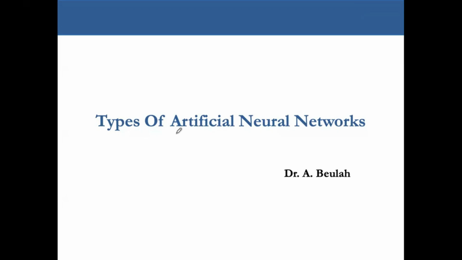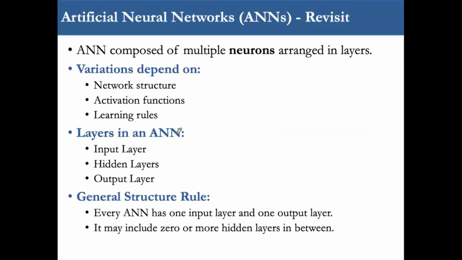In this video, we'll learn about different types of artificial neural networks. We have already learned about artificial neural networks, so we'll just have a revisit of it. The artificial neural network is composed of multiple neurons that are arranged in different layers.